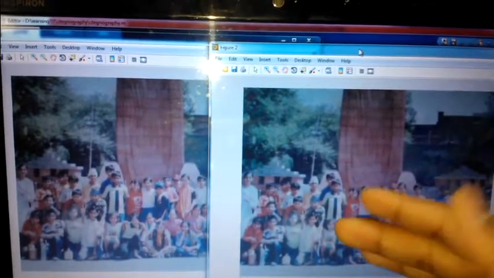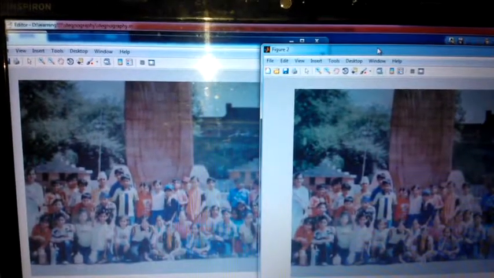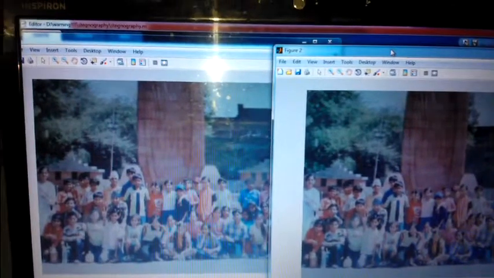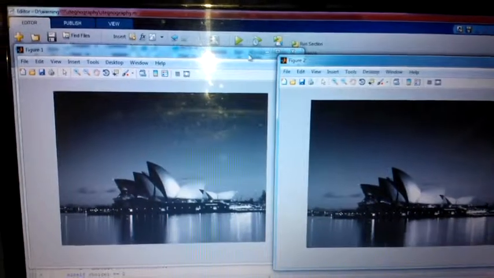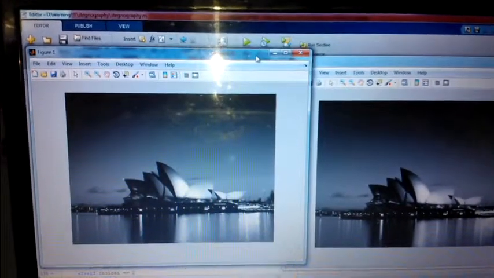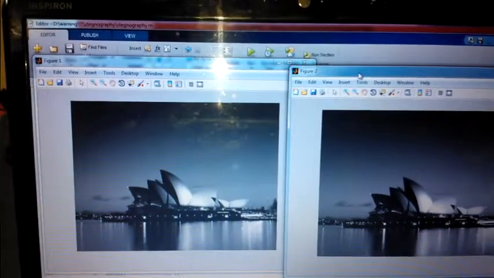Figure 1 shows the original image, and figure 2 shows the image containing the data. Now it's clearly visible that there is hardly any difference in both the images, because only the least significant bits are being changed, not the most significant bits. Now we'll see the other 2 images, the data image. These are the 2 images. Figure 1 is the original data image, and figure 2 is the extracted image.